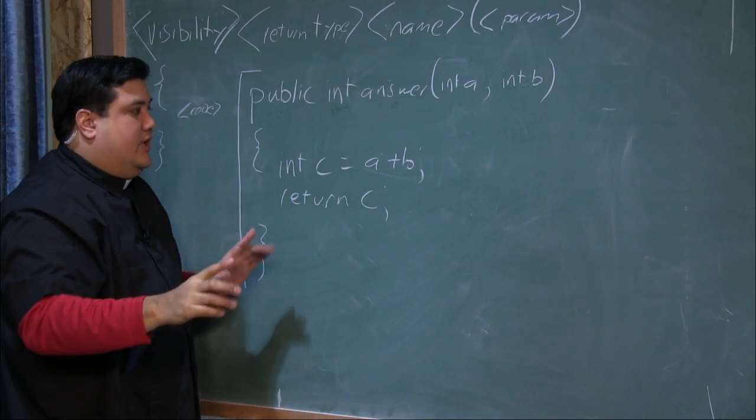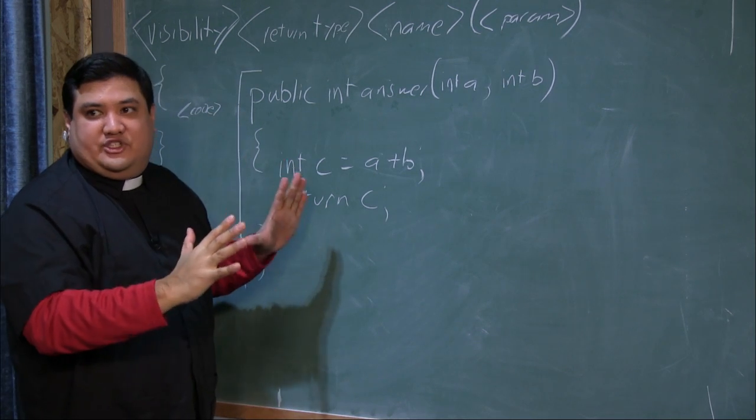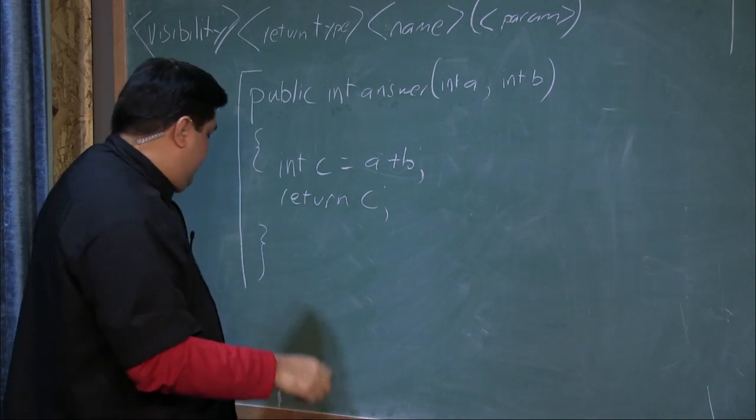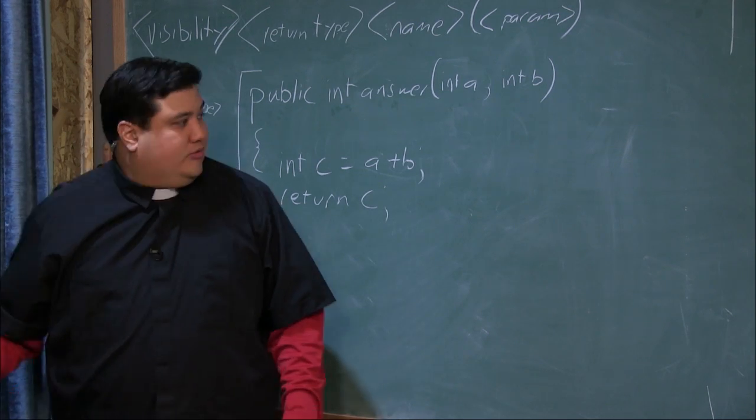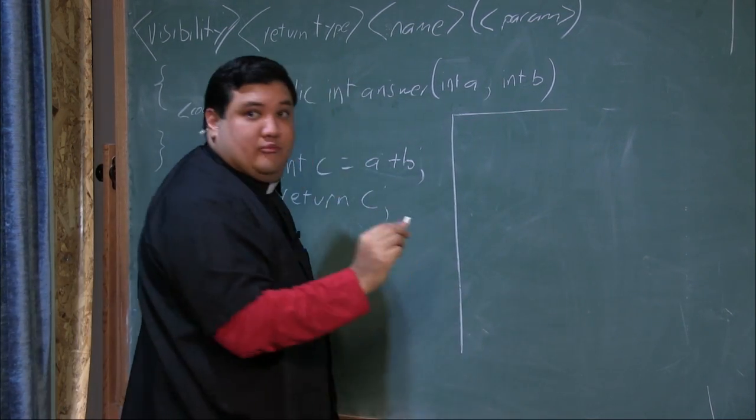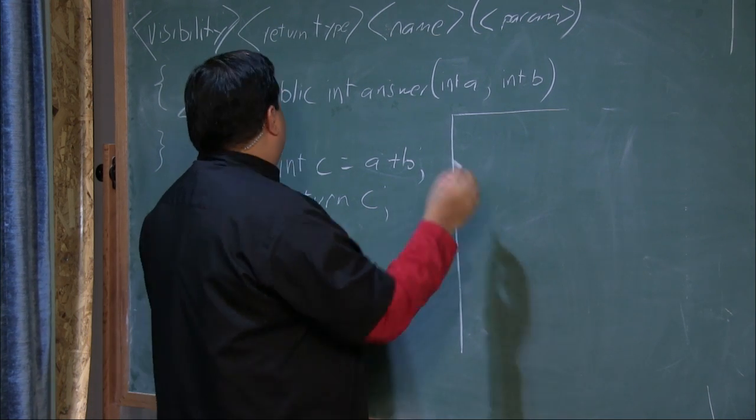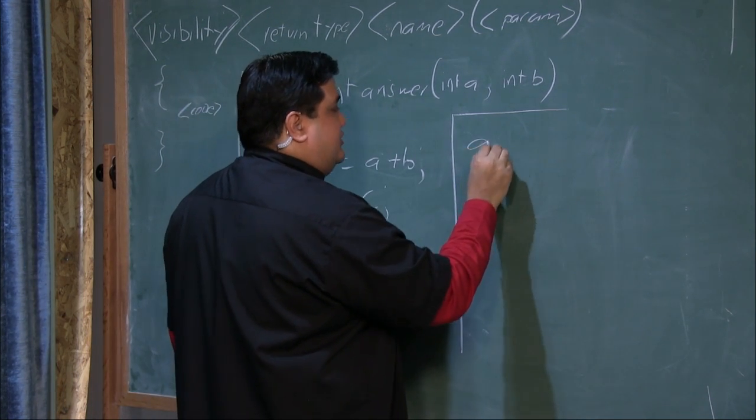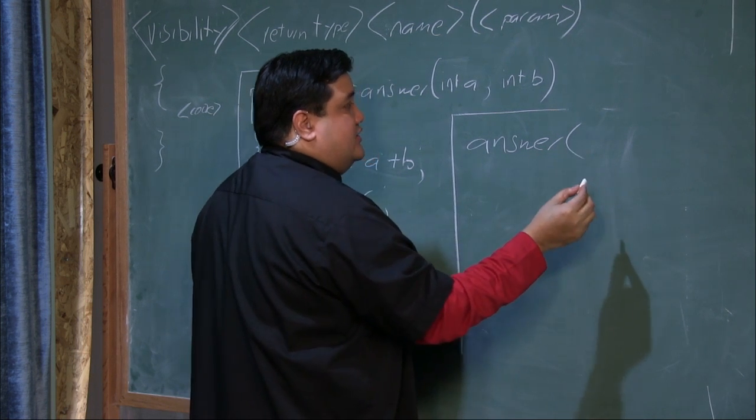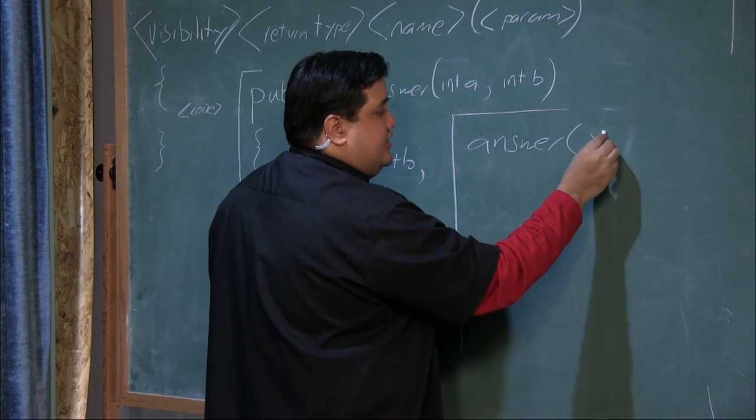So that's how I declare a function. That's how I define it. When I'm calling it, all I have to do is write this. Now I know it's answer, so I just say answer. C. And I'm going to give it X and Y.